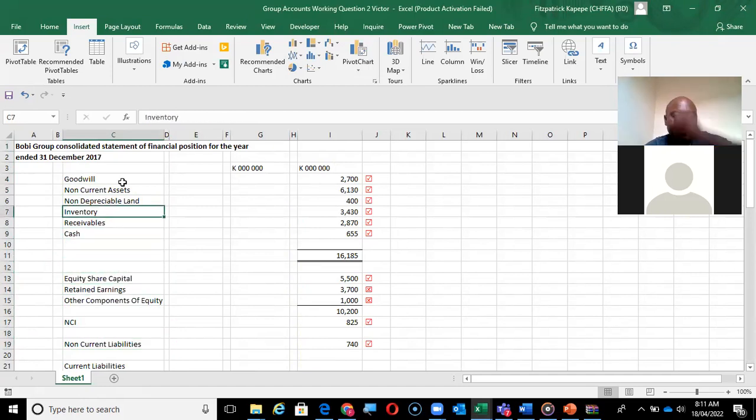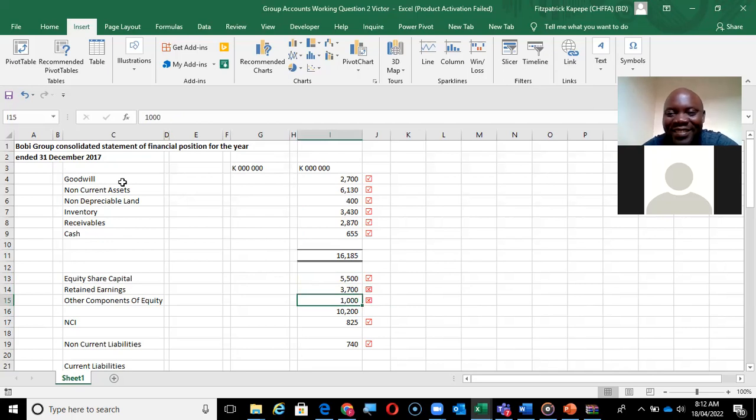So from goodwill in the balance sheet up to cash, Victor was okay. So the goodwill is assured of getting 3 marks here. On equity, he was okay. He had a problem with retained earnings and other components of equity.